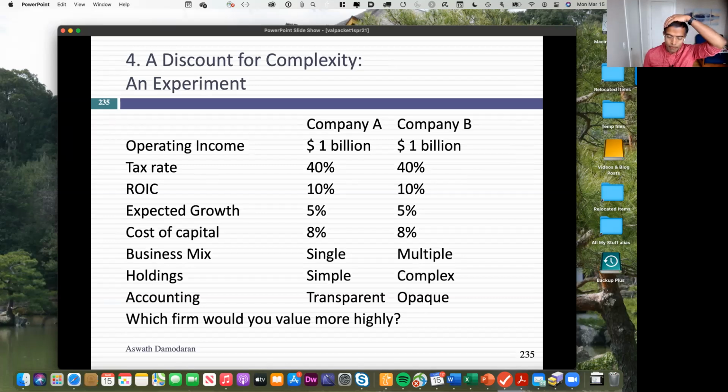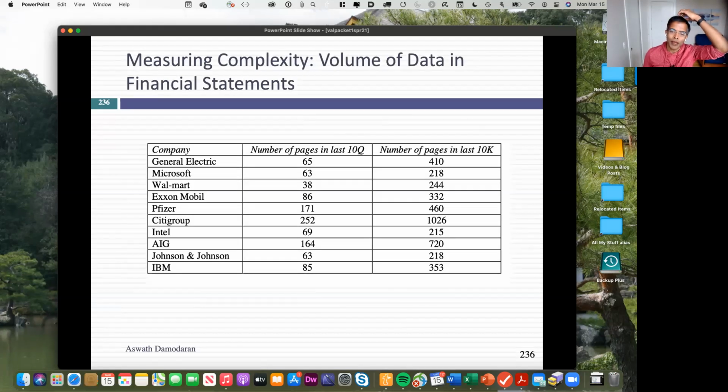Here's what I did. I counted the number of pages in, these were the days where you actually got physical 10Ks and 10Qs, I counted the number of pages in the 10K and the 10Q. I know it's extraordinarily simplistic. But I just counted the number of pages. Staying with the simplistic measure, with these 10 companies, which of these 10 companies would you least want to value? I know which one I would not want to touch. Which of the 10 companies is most daunting to you?